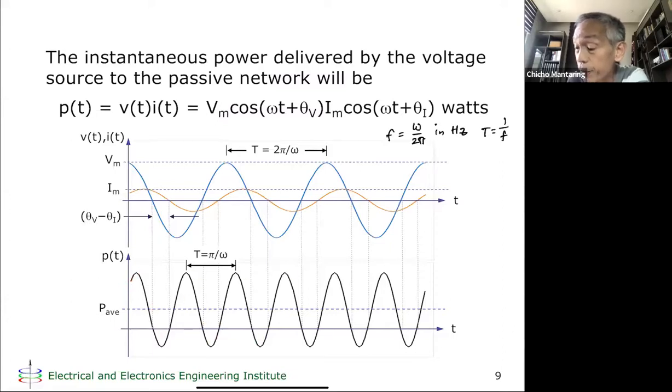Okay, note that the phase angle between my current and my voltage is this, because this is the point where my voltage is 0, coming from being positive. This is the point where my current is 0, coming from being positive. So this is my angle between my voltage and current, so theta V minus theta I.